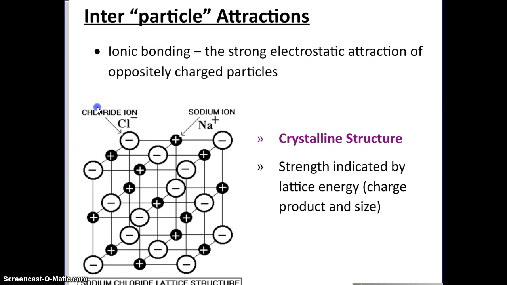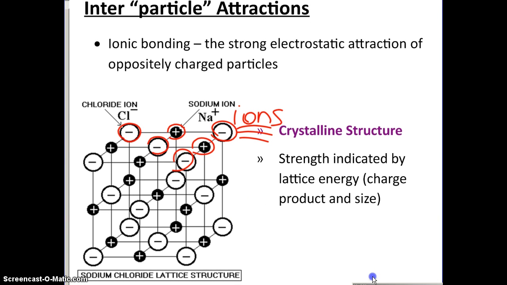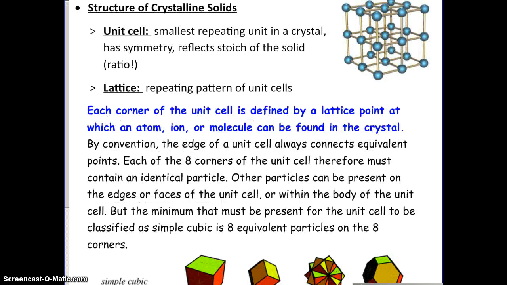We've talked about the interparticle attraction of ionic bonding. I just want to remind you it's a lattice structure or a crystalline structure. At each point, you have ions. These ions are causing an attraction to their neighboring ions through Coulombic attraction. And remember, the charge density or the charge product is the most important feature here when we're talking about the electrostatic attraction. Each structure, each crystalline solid has a structure called a unit cell. It is the smallest repeating unit.